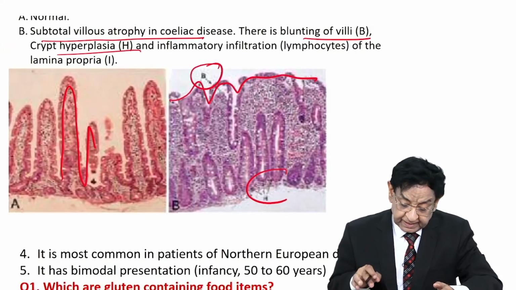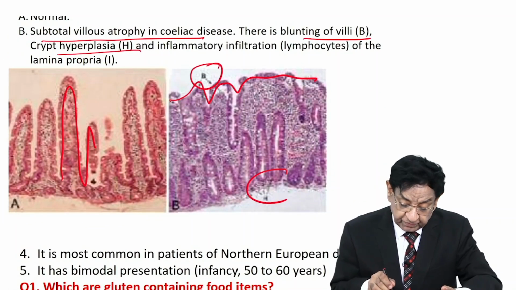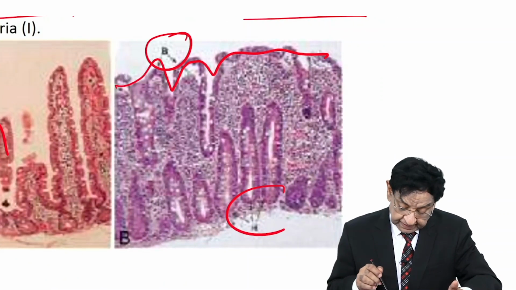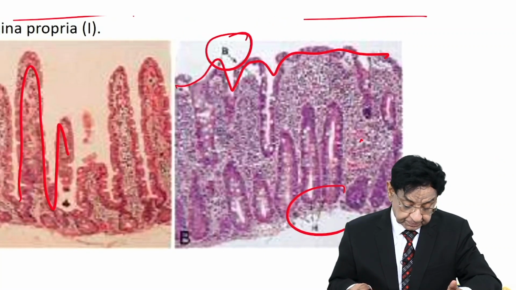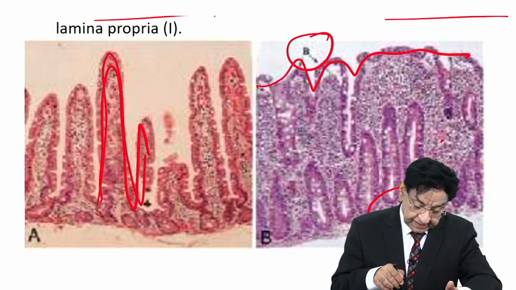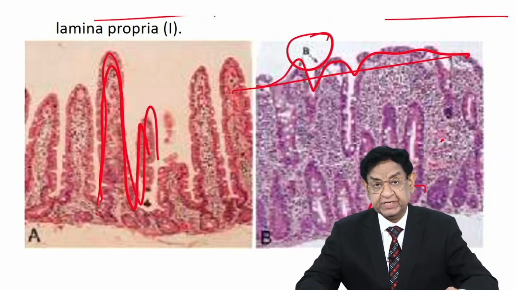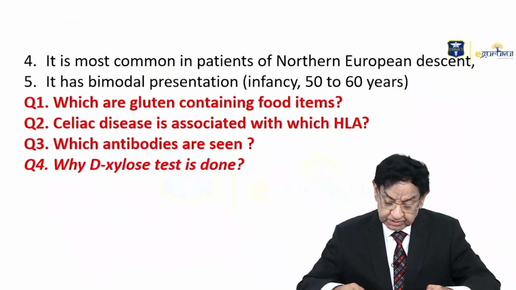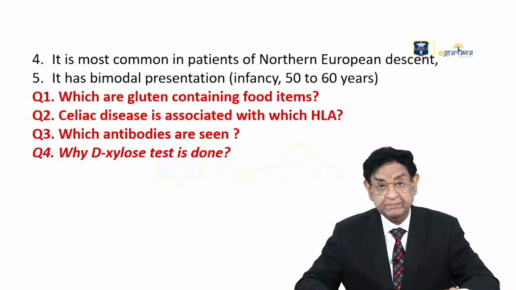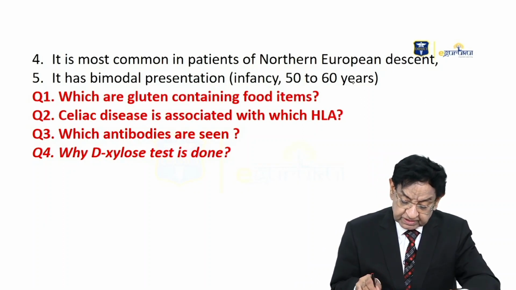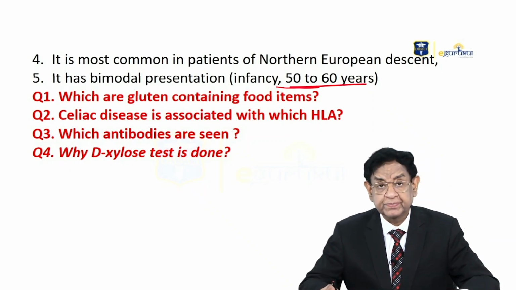Okay. And there is infiltration of lymphocytes. You can see a lot of lymphocytes in this. But this is virtually one of the classical findings, just see the finger-like projections and now it is totally flat. It's common in people of North European descent. It has a bimodal presentation, in infancy or at 50 to 60 years.